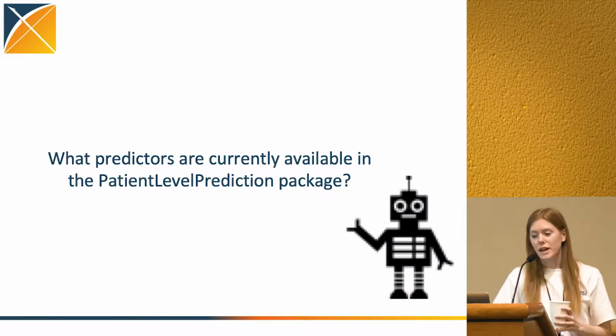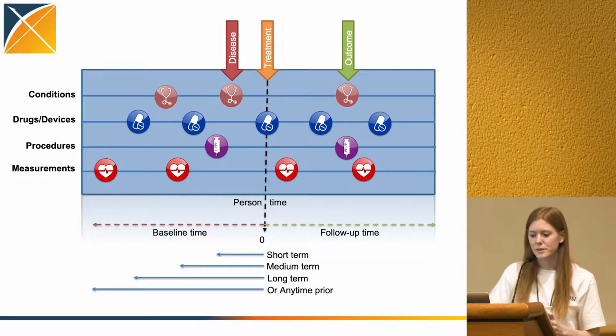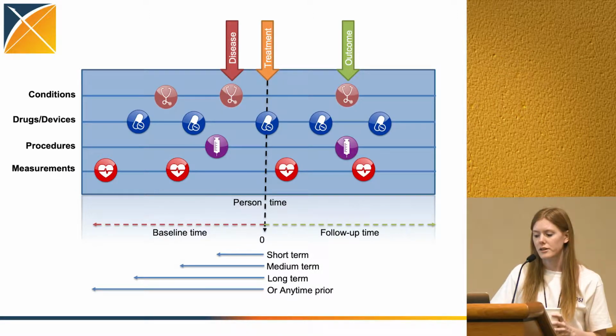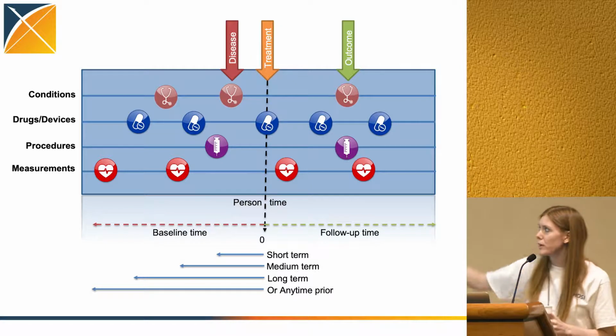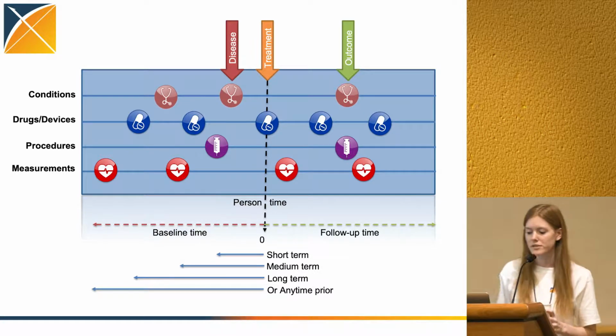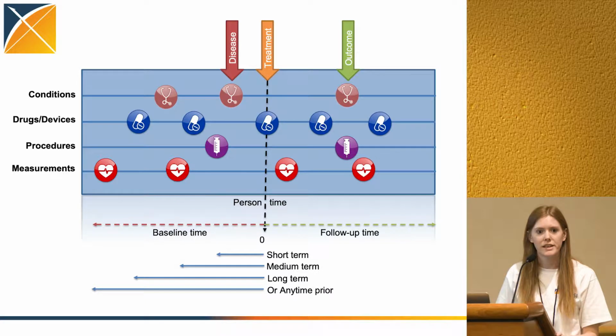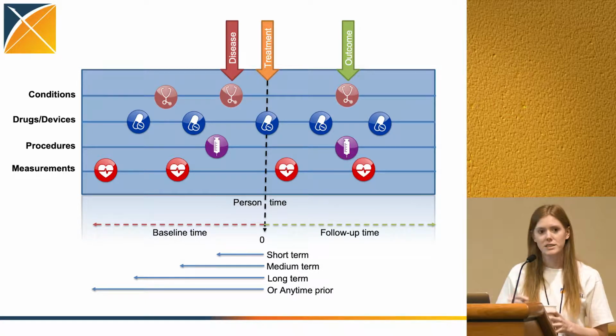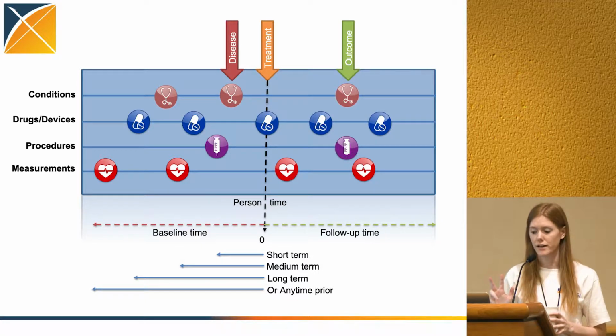So what predictors do we have at the moment? Well, we saw this picture that Peter put up earlier, and generally in our prediction problem, you have some index time, indexed on the treatment, and that's person time 0. Then you look back, and you've got conditions, drugs, devices, procedures, measurements. All of these are in the CDM that we work on. So you can have features for all of those records. And the nice thing with our standardized features is you can pick 3 different time periods to look at: short-term, medium-term, long-term, or any time prior.